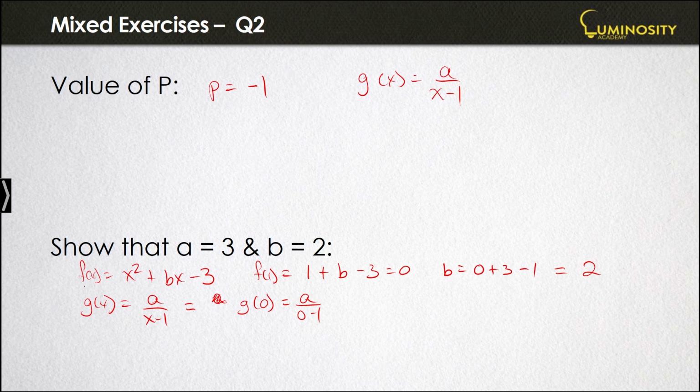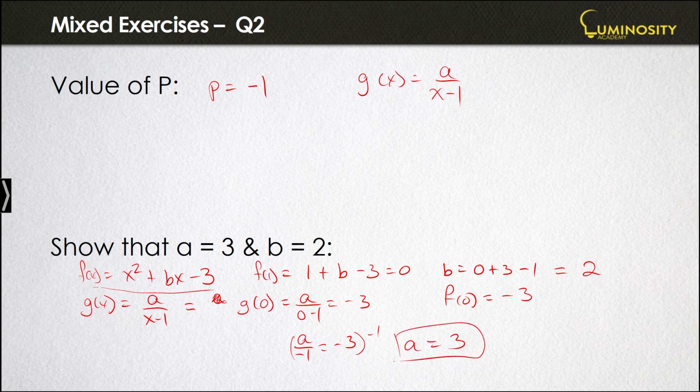We can see from this that if we do f of 0, we get 0 squared, which is 0. 0 times b, even though b is 2, is 0. And we just have minus 3. So that means this is equal to minus 3. Then we have a over minus 1 equals minus 3. If we multiply by -1, we get a equals 3.